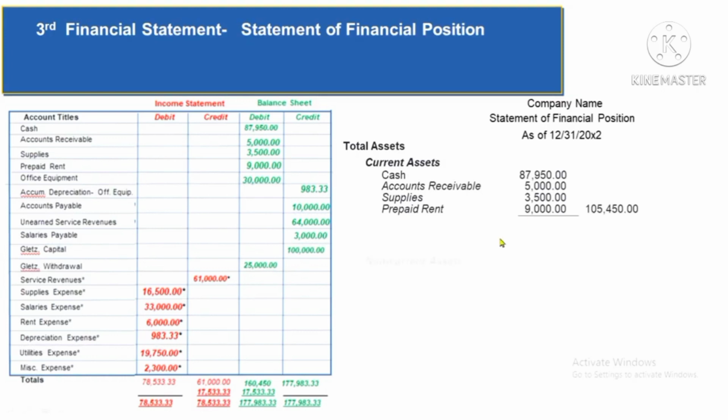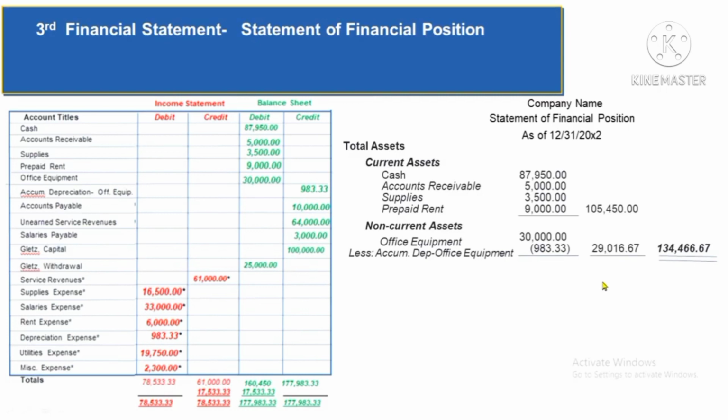Next, we have the non-current assets. In here, we only have the office equipment with a historical cost of 30,000. But since there is an accumulated depreciation balance of 983.33, then we need to deduct that one in order to get the book value of 29,016 pesos and 0.67. So we have to add this 105,450 and 29,016.67 in order to get the total assets of 134,466.67. After that, we have the liabilities and equity.